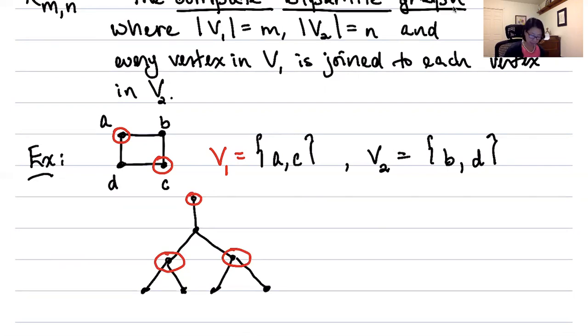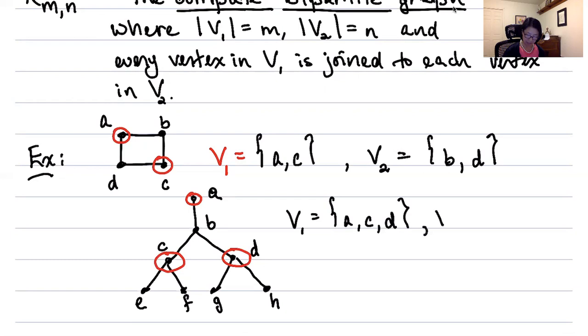So here, if I name these vertices A, B, C, D, E, F, G, and H, I could say that A, C, and D are in one of the sets, and V2, the other set, must contain B, E, F, G, and H. And I can see there are no edges joining the vertices that I've circled in red, and no edges joining the black vertices either. So this is another bipartite graph.